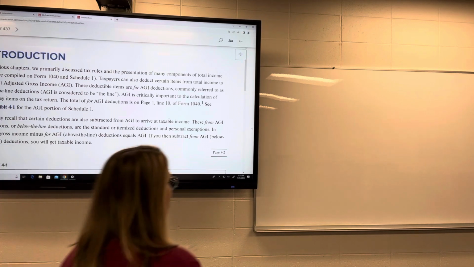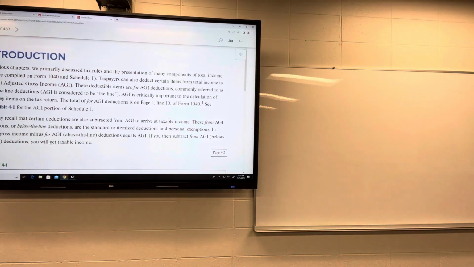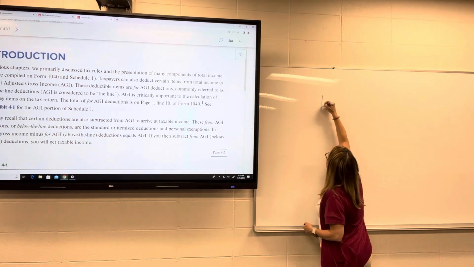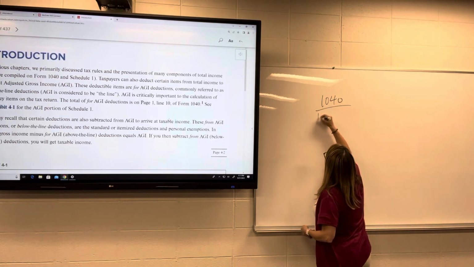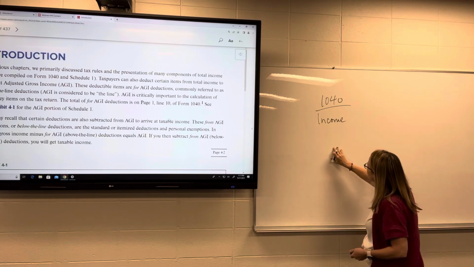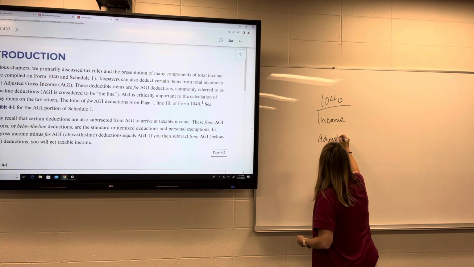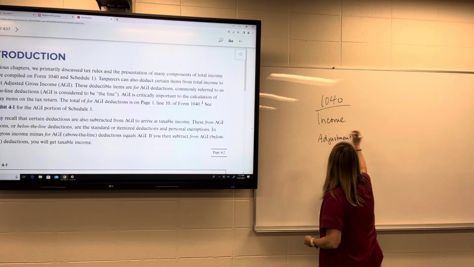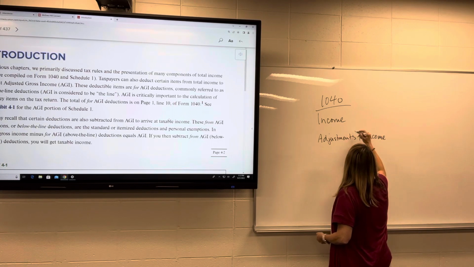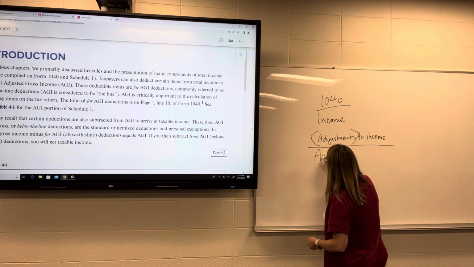So let's talk a little bit about this whole concept of above the line and below the line. If you remember the 1040, we've got our 1040 here. We've got income, and then we've got our total income, and then we've got these adjustments to income, which is what we're talking about here. And these are subtractions from income to arrive at our adjusted gross income.